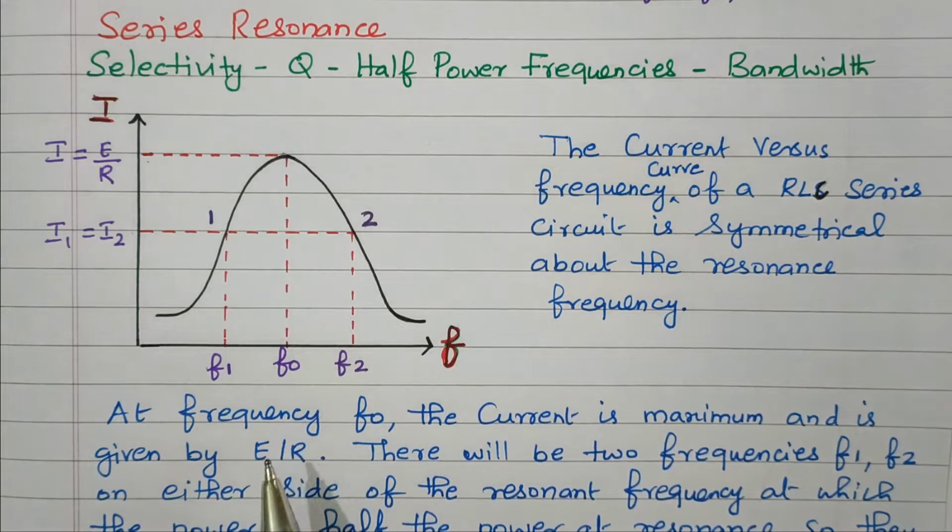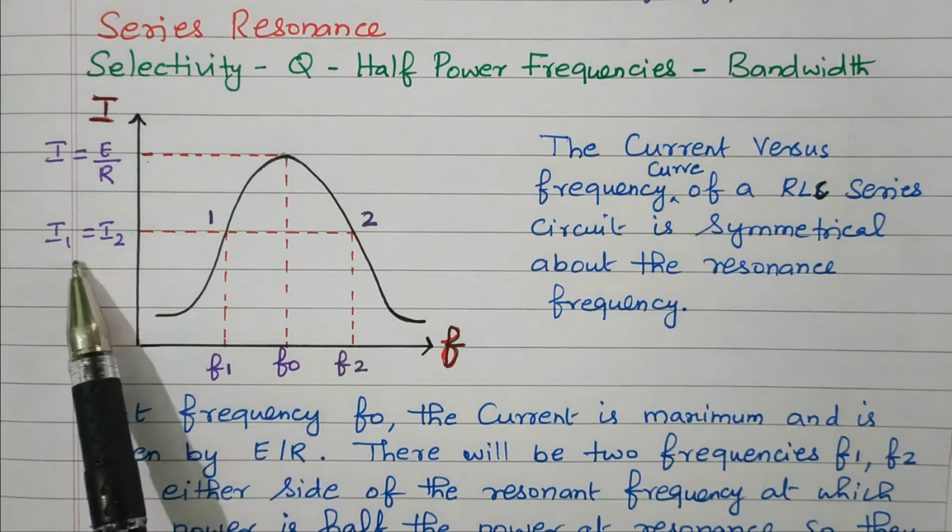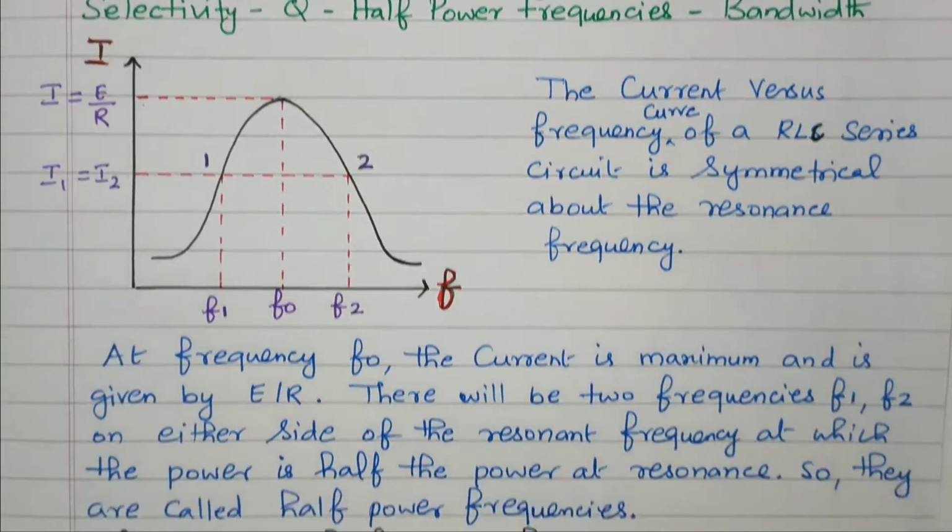Now we'll see further detail: what the values of F1, F2, F0 are, and what I1 and I2 are. These details we will see one by one.